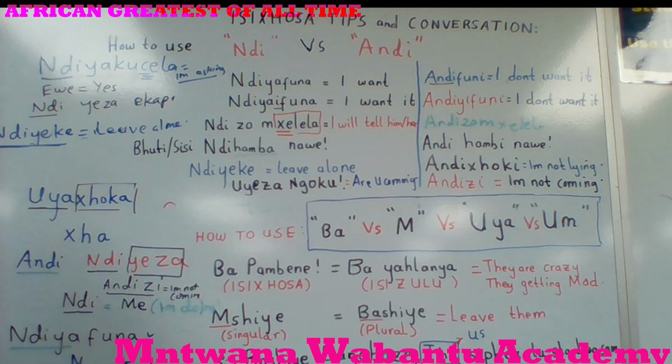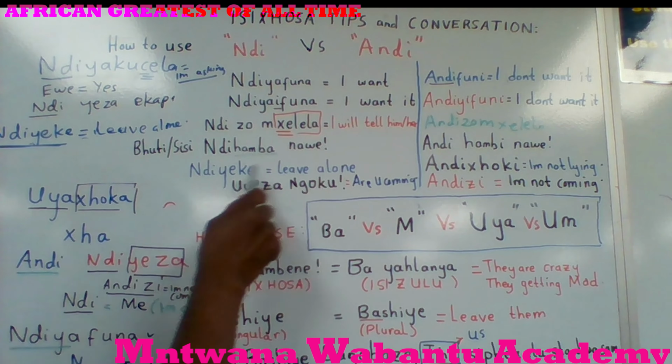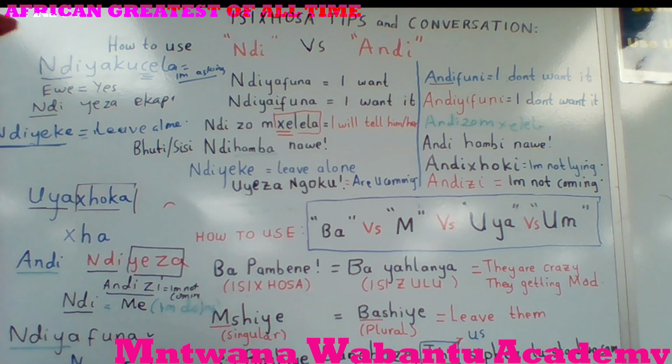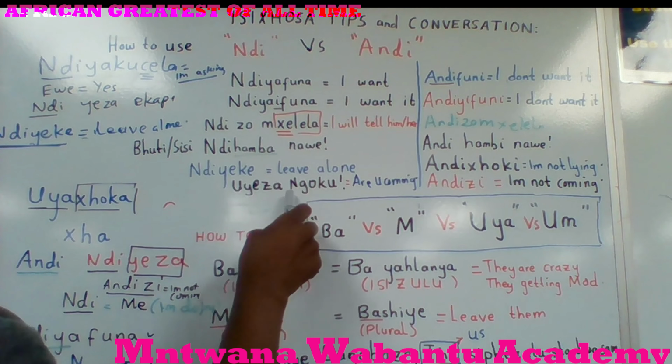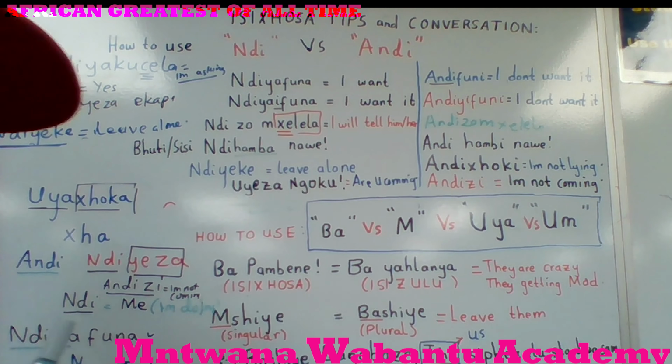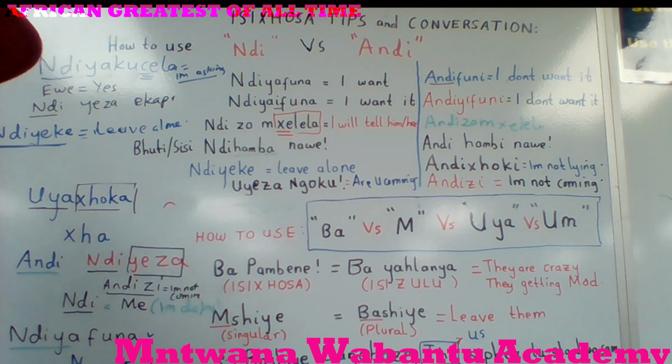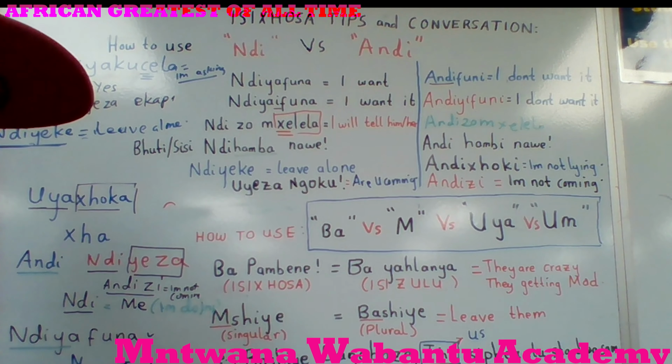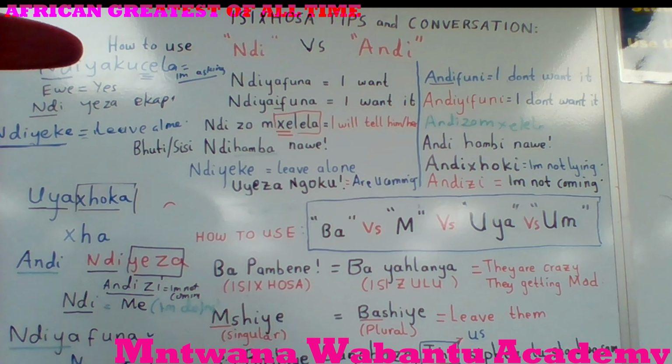Right, so let's come here. Dieke means leave me alone. Uyezangoko means are you coming now? So try to get the accent that we speak with. You can say uyezangoko, like it doesn't make sense otherwise. You have to say uyezangoko, meaning are you coming? Are you coming, man? Or you coming, brother? Or you coming, sister? Uyezangoko.